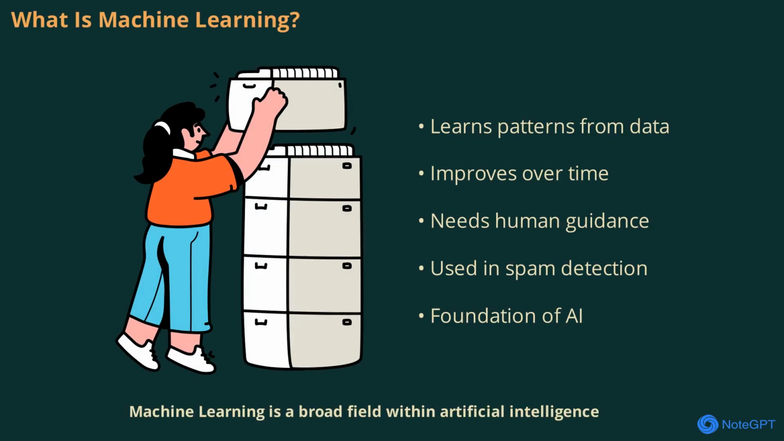Machine learning is a broad field within artificial intelligence. It focuses on creating algorithms that can learn patterns from data and improve their performance over time. These algorithms don't require explicit instructions for every task. Instead, they use statistical techniques to find relationships in data. Machine learning models often need human guidance to select relevant features and structure the data appropriately. This approach is widely used in applications such as spam detection, recommendation systems, and basic image recognition. Let's look at how machine learning operates and why it's foundational to AI.